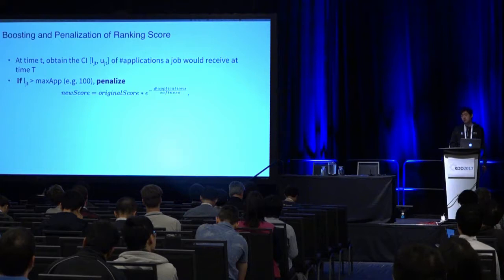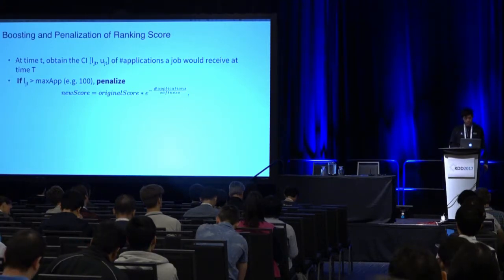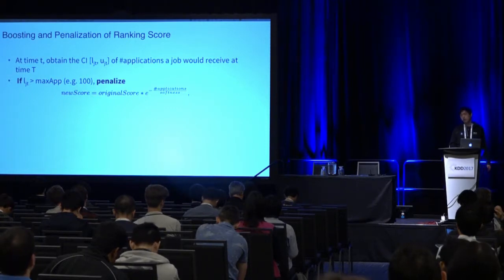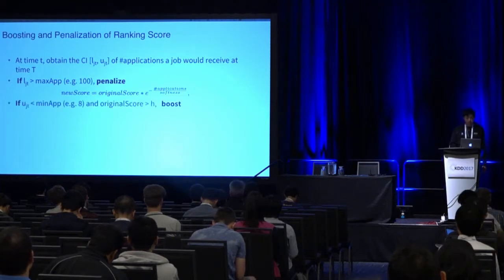How do we penalize? We use a simple exponential decay, multiplying the ranking score by the exponential of minus something proportional to the number of applications the job has received so far. So the more applications you have received, the more we penalize. And we divide by some softness, which is a tuning parameter whose impact I will show later. On the other hand, we also want to do some boosting.